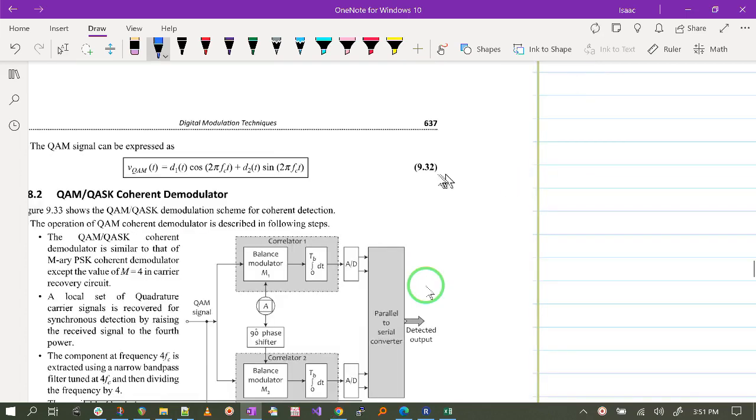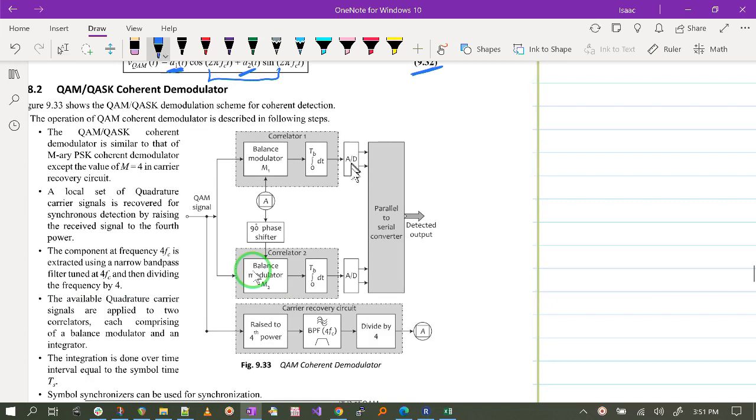Equation 9.32 is the way you would express your QAM mathematically. The major difference from PSK and ASK is that here the phase remains 90 degrees out of phase, but the amplitude is changed by the binary data stream that you are transmitting.